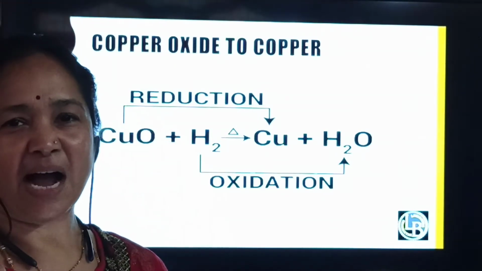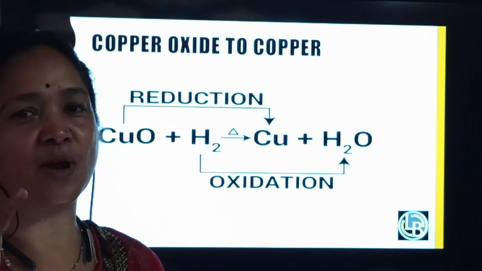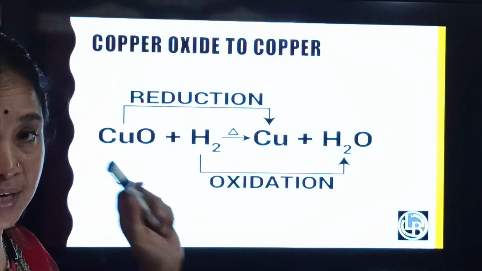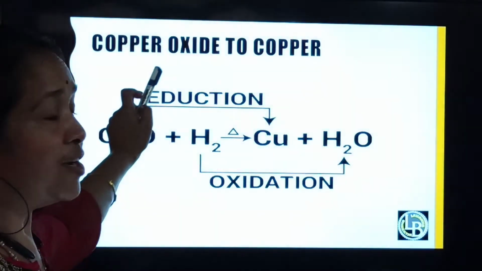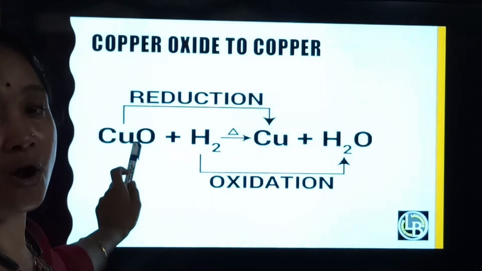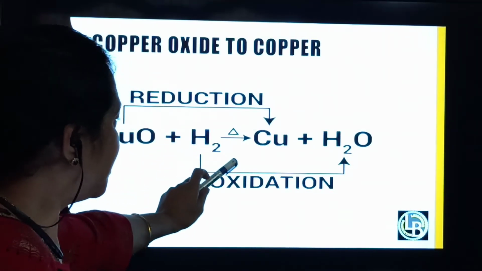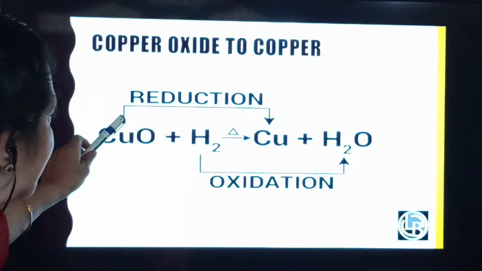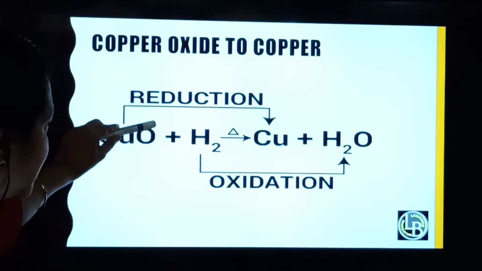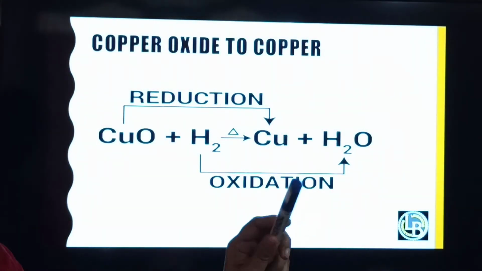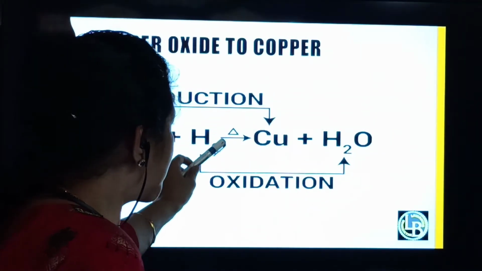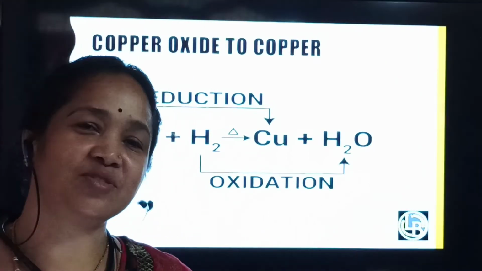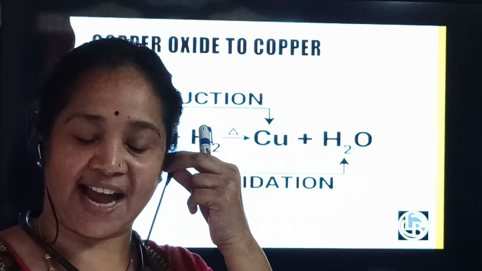To make it clear, I am giving you a simple trick to remember. Everyone, please listen keenly. The substance which undergoes reduction is called an oxidizing agent, and the substance which undergoes oxidation is called a reducing agent. Once again I repeat, the substance which is undergoing reduction is called an oxidizing agent, just the opposite. And the substance which is undergoing oxidation is called a reducing agent. So this is what we call a redox reaction, right?